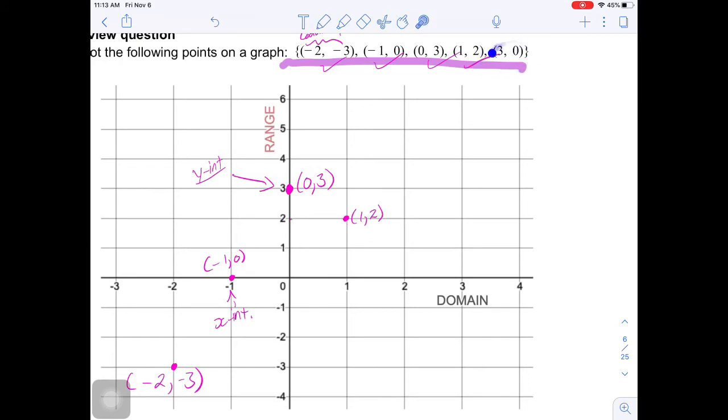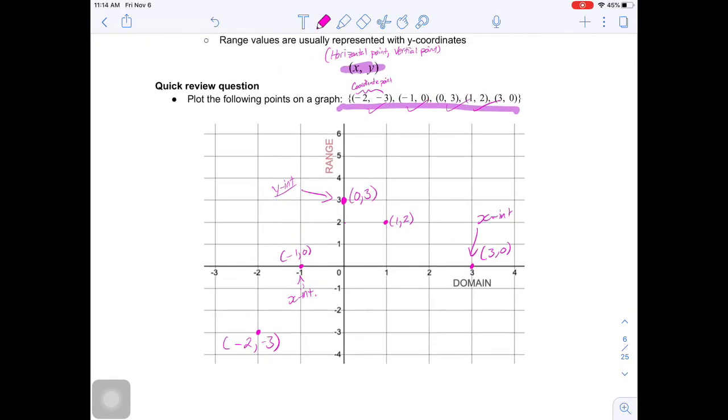And then finally 3 and 0. So when our domain value or our x value is 3, my range or my y value is 0. So here we find it to be right there. And what is this called? This is another x-intercept. Sometimes you have multiple x-intercepts, which is a-okay. Okay, so you really want to understand how to plot things. If you don't know how to plot things, it's going to be very tough moving forward.